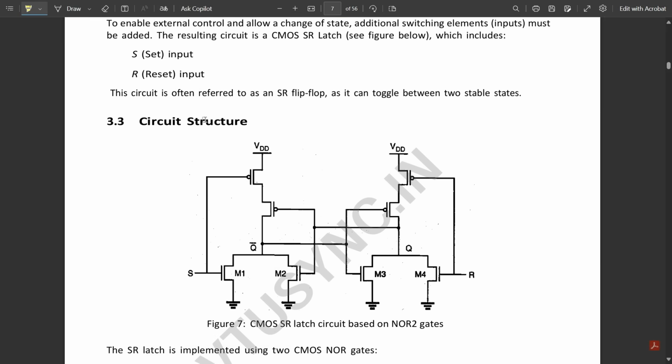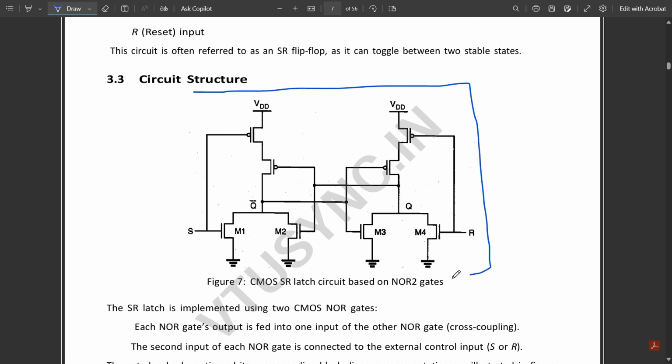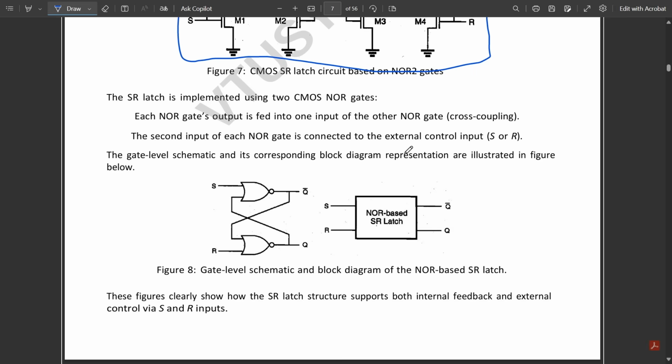First, the circuit structure. So this is the circuit structure of the SR latch using CMOS implementation. Okay, so this is using NOR. This is the NOR based SR latch. So this is the basic block diagram of the NOR based SR latch. Okay, so this is not new to you all. Using NOR gates, how the SR latch is built, you see here.